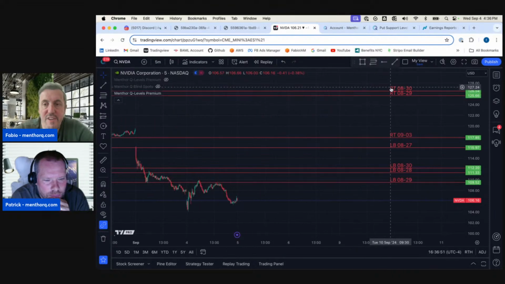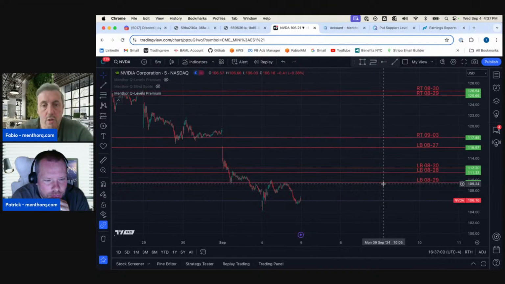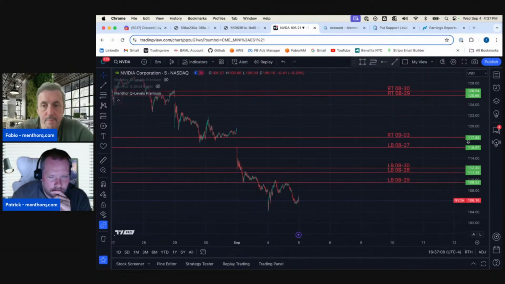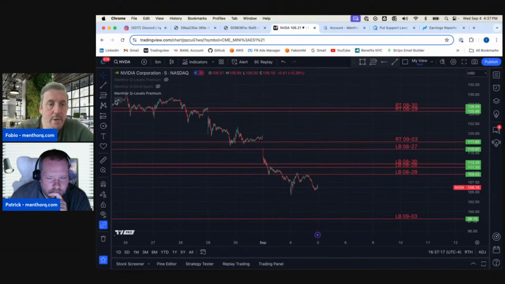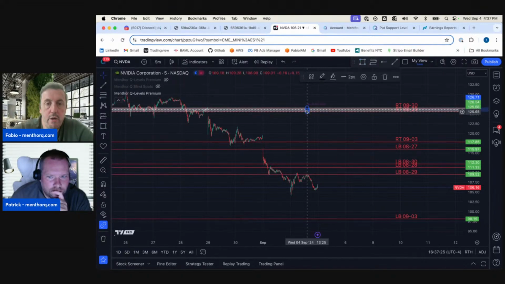So here we have our risk trigger of August 30, our risk trigger of August 29, we have our lower band of August 29 and our lower band of August 28. So those are the historical, still valid swing trading levels that are available on your chart. And here we have our lower band of yesterday, so the lower band of September 3rd. So again, this can become your target area, like Patrick always shows. This can become your roadmap.